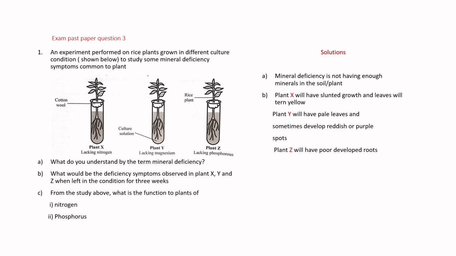We answer the last question. From the study above, what is the function to plants of nitrogen? So what is the importance of nitrogen? Nitrogen is responsible for production of protein as well as the chlorophyll. It helps in the formation of proteins and the chlorophyll. And then phosphorus is needed for root development, proper root formation.